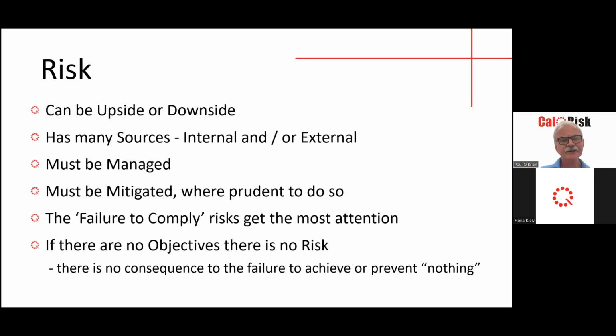But to tie this back to the objectives of the organization, if there are no objectives, there's no risk. And that's a fairly controversial kind of statement because people tend to find it hard to get their head around the completeness of that. But basically, there's no consequence to failure if there's no objective. And to either achieve or prevent something from happening, if there's nothing stated as we will do or we are, then there's no consequence to failure.